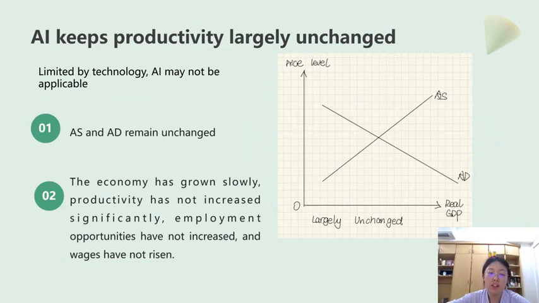Moving to part 4, it's about AI keeping productivity largely unchanged. Limited by technology, AI may not be applicable, and as we see in the graph, the AD and the AS didn't change, because the economy has grown slowly and the productivity has not increased significantly, while the employment opportunities have not increased and the wages have not risen either.